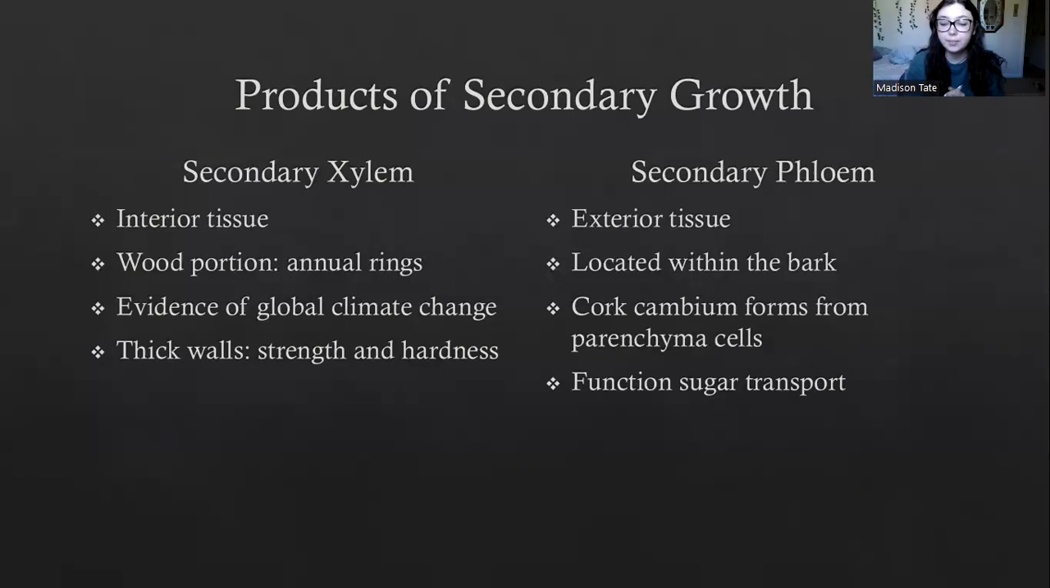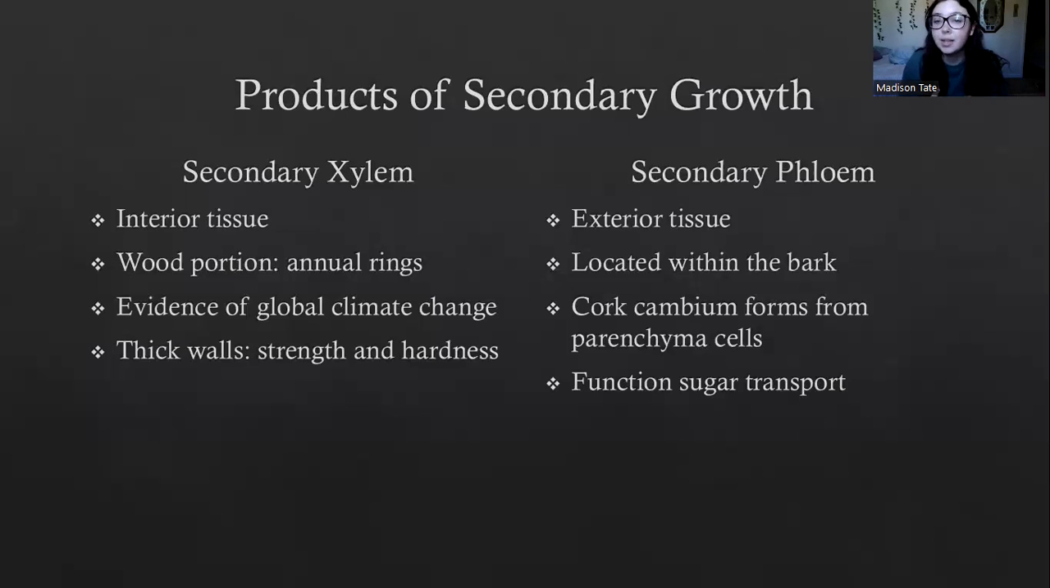The secondary phloem is an exterior tissue located within the bark. And like the previous slide, secondary growth adds on layers to the vascular cambium, which causes the cork and the cork cambium to push together and make the bark crack. This also has some play into it. Secondary phloem, cork cambium, and cork also shed off because they are part of the bark.